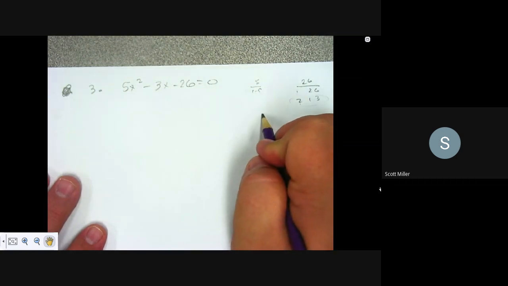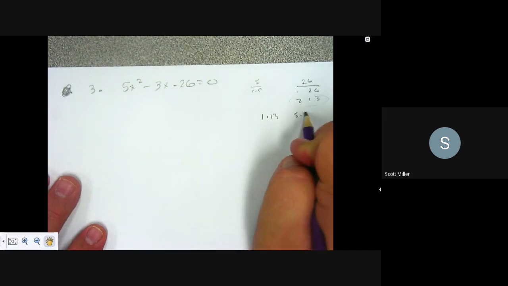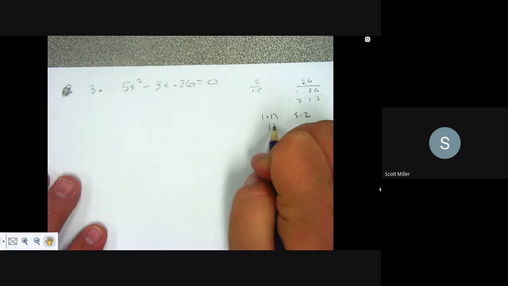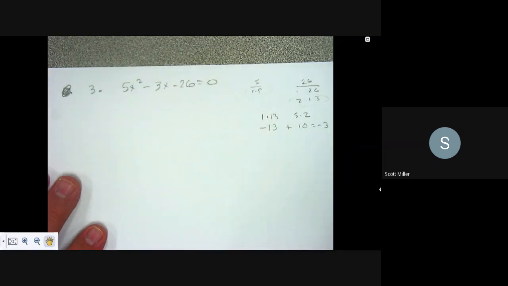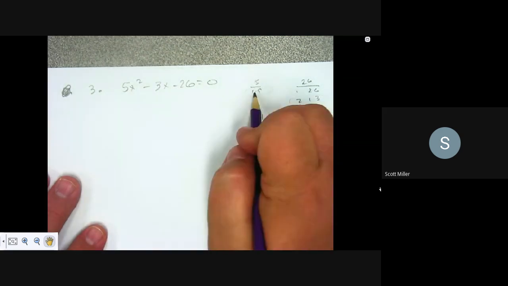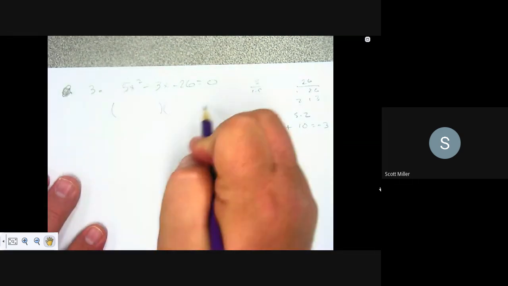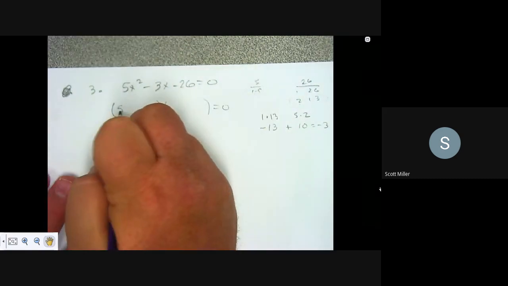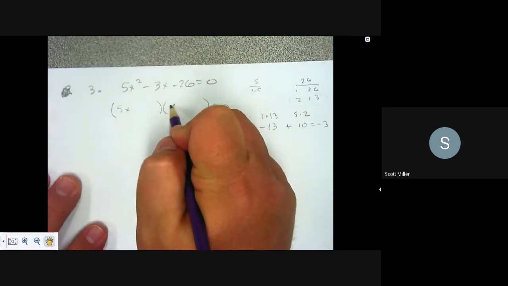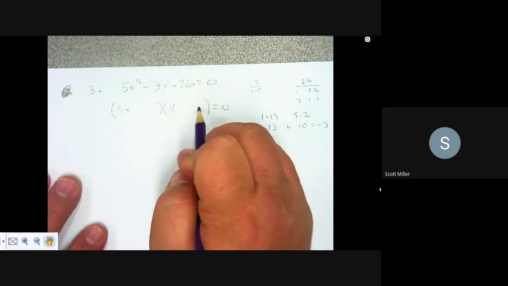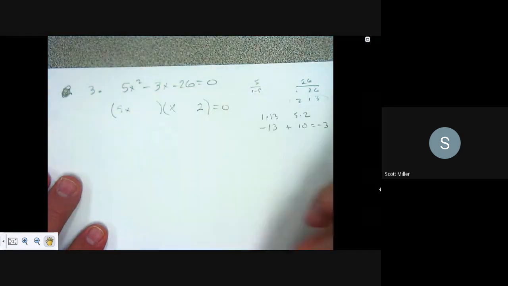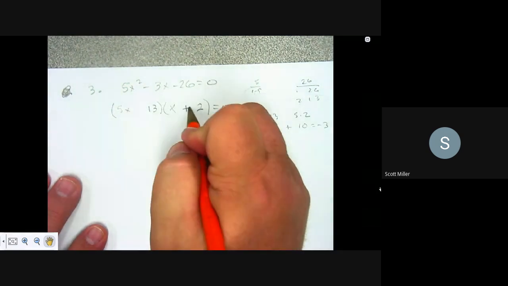So I got 1 times 13 and 5 times 2. Here's 13. And this is 10. If that's negative and that's positive, that gives me the -3 that I'm looking for. That means these numbers go in the front and those numbers go in the back. So I have 5x and x. And the 5 has to multiply to the 2, so that means the 2 has to go back here, and the 13 has to go there. I want the 10 to be positive and the 13 to be negative.